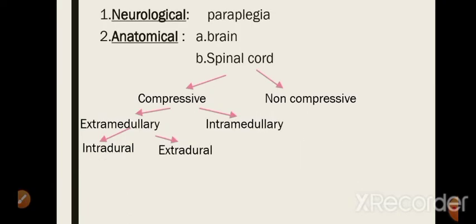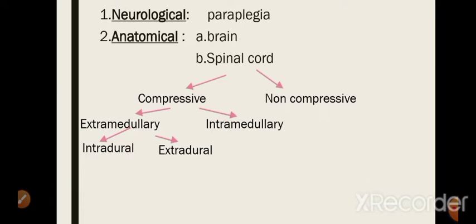If we get a spinal cord cause, then we have to locate the level of the lesion, and find whether it is a compressive or a non-compressive cause, whether it is extramedullary or intramedullary, and whether it is extradural or intradural. How to differentiate these, I have discussed in the last session, so you can revise it there.